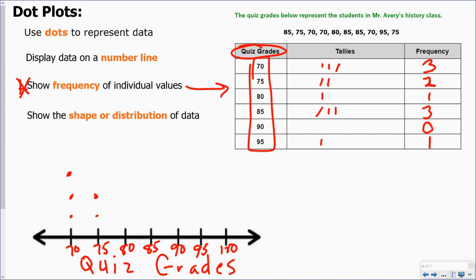And now I go to 80, which has 1. And then 85 has 3, so there's 1, 2, 3. 90 did not have any, so there's a gap there. And then 95 has 1. So there is my dot plot for Mr. Avery's history class quiz grades.